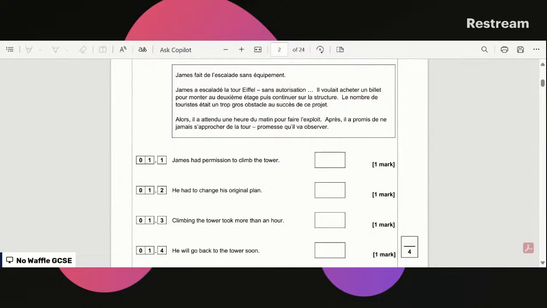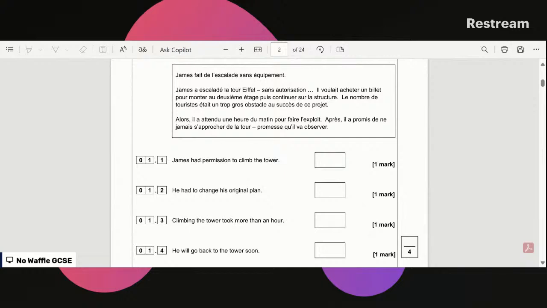Next one, he had to change his original plan. Il voulait acheter un billet pour monter au 2e étage, puis continuer sur la structure. So he wanted to buy a ticket in order to climb to the second floor and continue on the structure. Le nombre de touristes était un trop gros obstacle au succès de ce projet. So, the number of tourists was too much of an obstacle to his success, and therefore that is true.